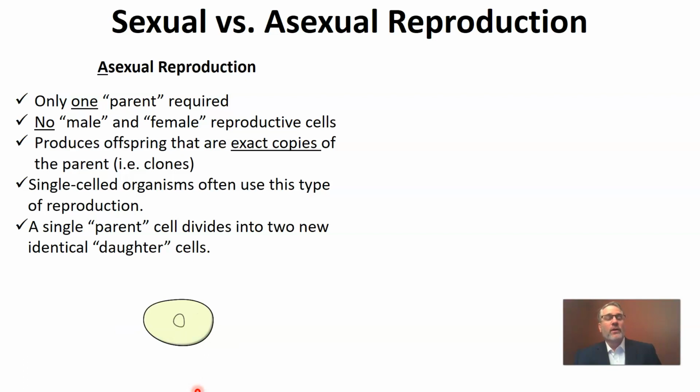Some of these single-celled organisms that use this, things like bacteria, can reproduce incredibly fast. They can go from hundreds to millions in just a few hours. So this is an incredibly fast type of reproduction if you're a single-celled organism.